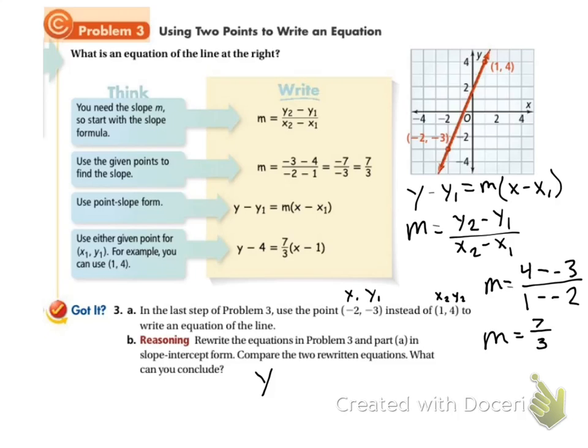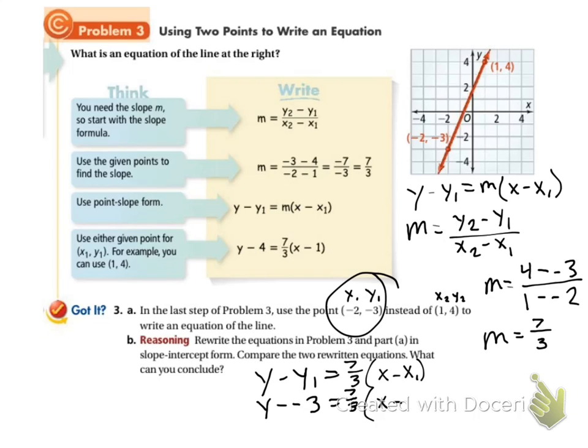So if I plug it into my equation, y minus y1 equals m, so instead of m, I'm going to plug in my 7/3 times x minus x1. And then I'm going to plug in the point. And the got it problem up here, they plug in the point 1, 4. So now I'm going to use this point here, negative 2, negative 3. So y minus, instead of my y1, I'm going to plug in negative 3 equals 7/3 times x minus, and my x1 is negative 2, so negative 2.